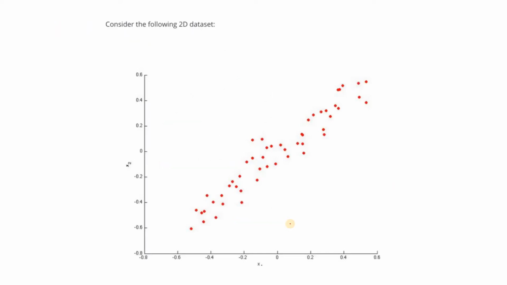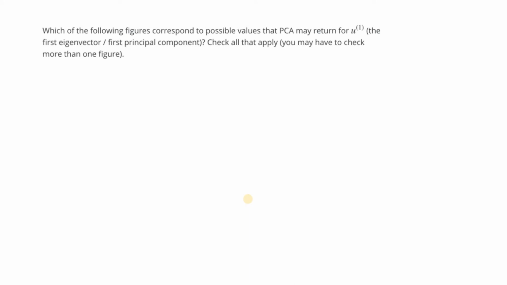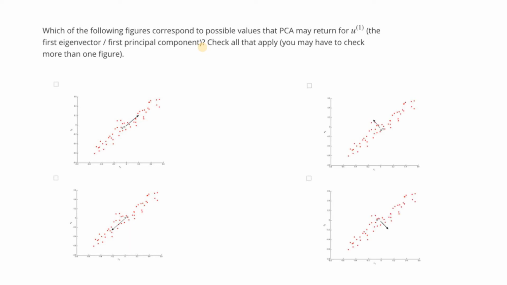Coming to this question. Consider the following 2D data set. This is the data set scatter plot. Same question like the first one, right? Now the question is, which of the following figures corresponds to possible values that PCA may return for U1, that is the first principal component, first eigenvector. No need to get confused with first eigenvector. You just consider this as the first principal component, right? And you have to check all those which are applicable. And here come your four options.